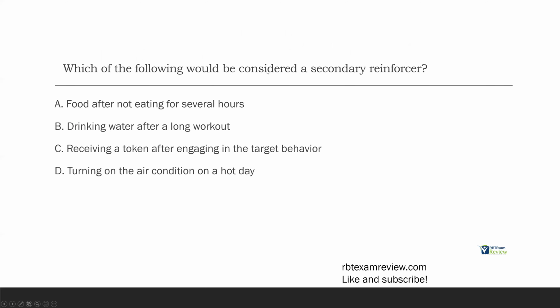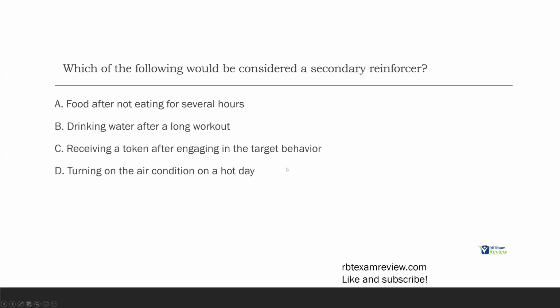Which of the following would be considered a secondary reinforcer? This question is pretty easy as long as we understand what a secondary reinforcer is. Think about our two types of reinforcers, other than positive and negative, but just the types of reinforcers. We would have an unconditioned and a conditioned. An unconditioned reinforcer would be a reinforcer that's unlearned. It's just born with it or innate. A conditioned reinforcer would be a reinforcer that's learned or paired, such as a token or money. Another way to say unconditioned would be primary reinforcer. Another way to say conditioned would be secondary reinforcer.